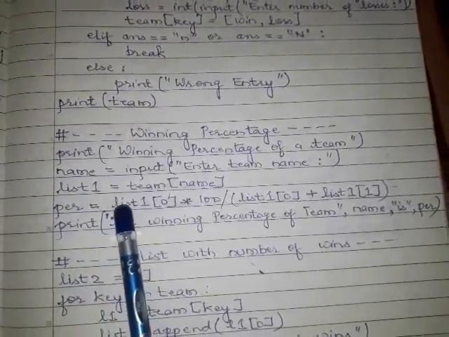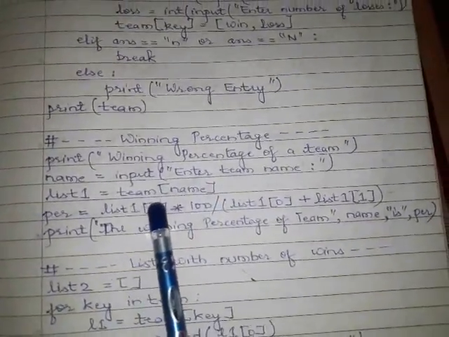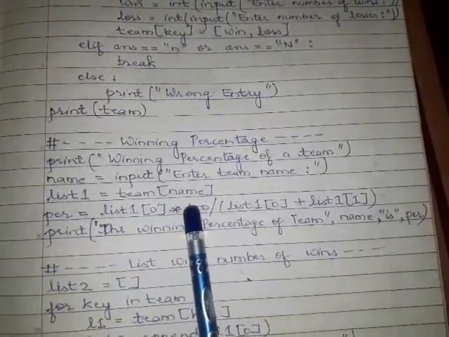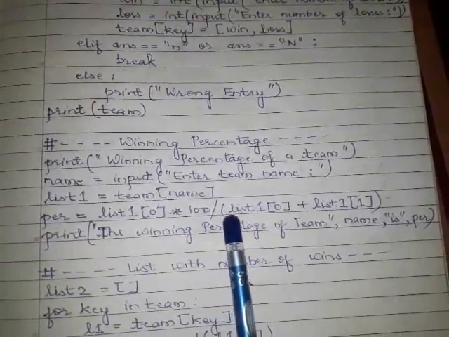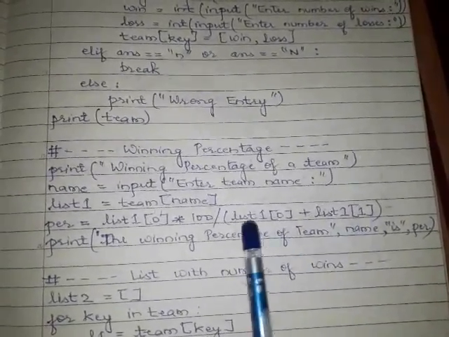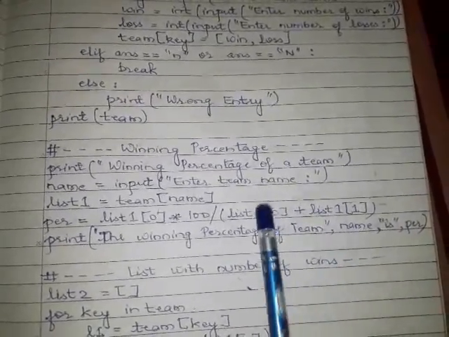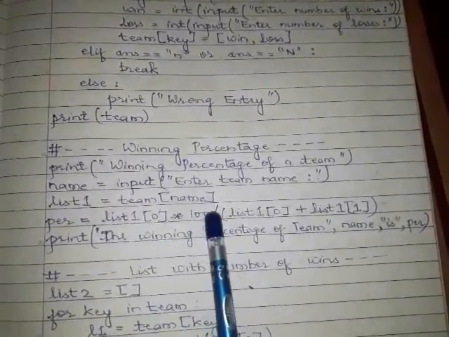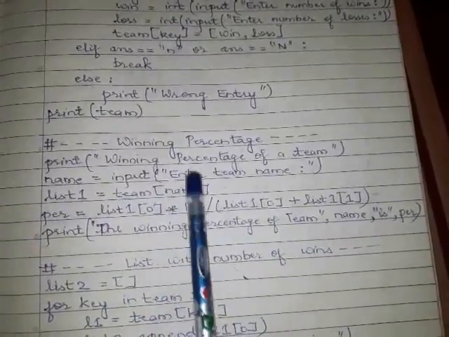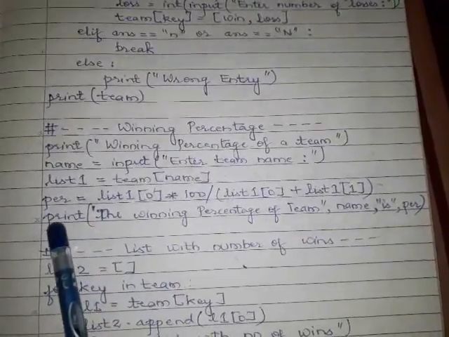So list 1 index 0, the first one, is our win. So win multiplied by 100: list 1 0 means win, multiplied by 100, divided by the bracket win plus loss. Win is index 0, loss is index 1. So list 1 0, list 1 1, win plus loss means total matches, meaning win divided by total matches, times 100. This is the way we will calculate the percentage of a particular team which a user gives as an input. Now we will display the percentage with the print statement.